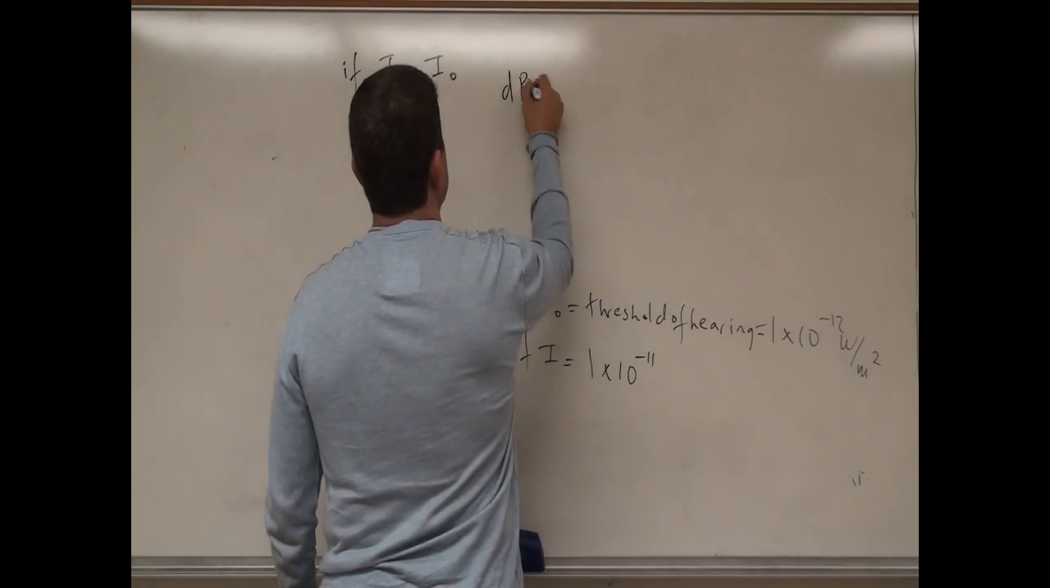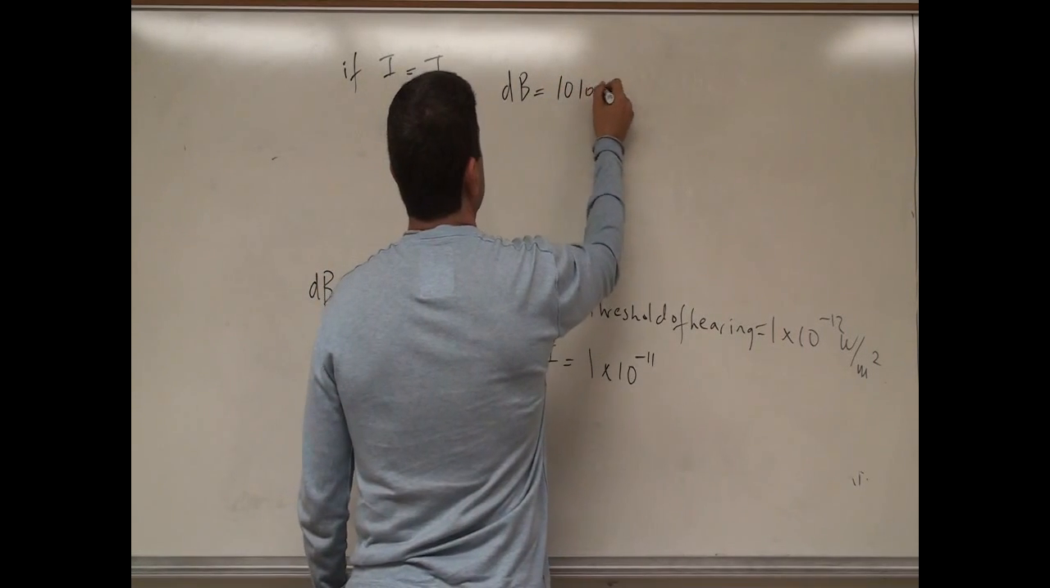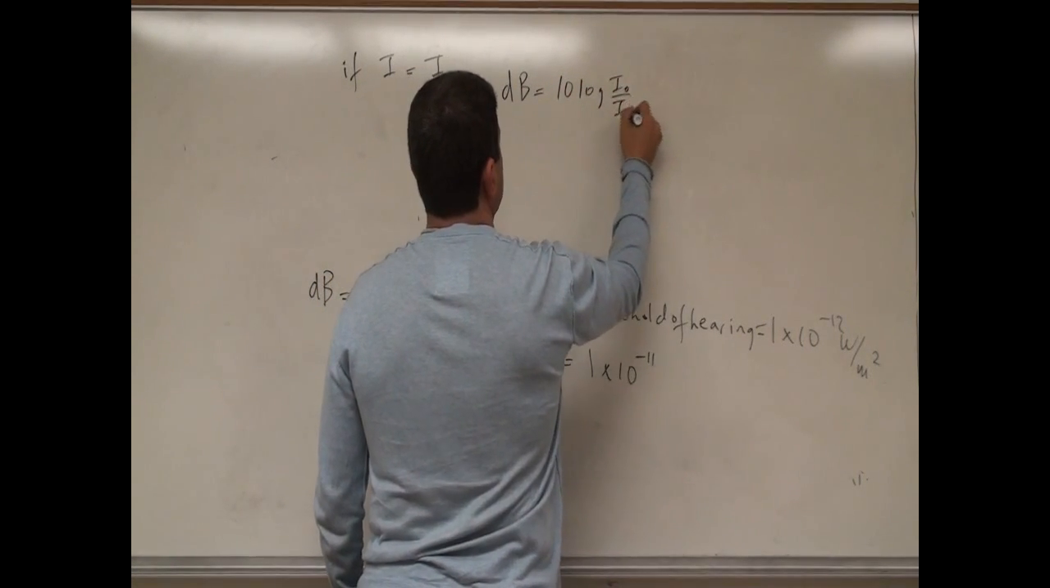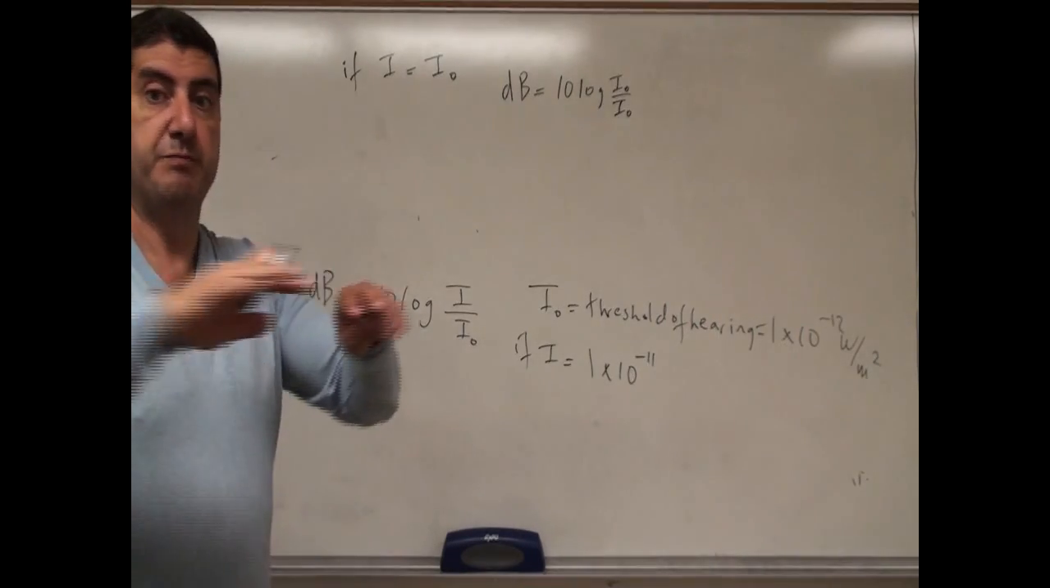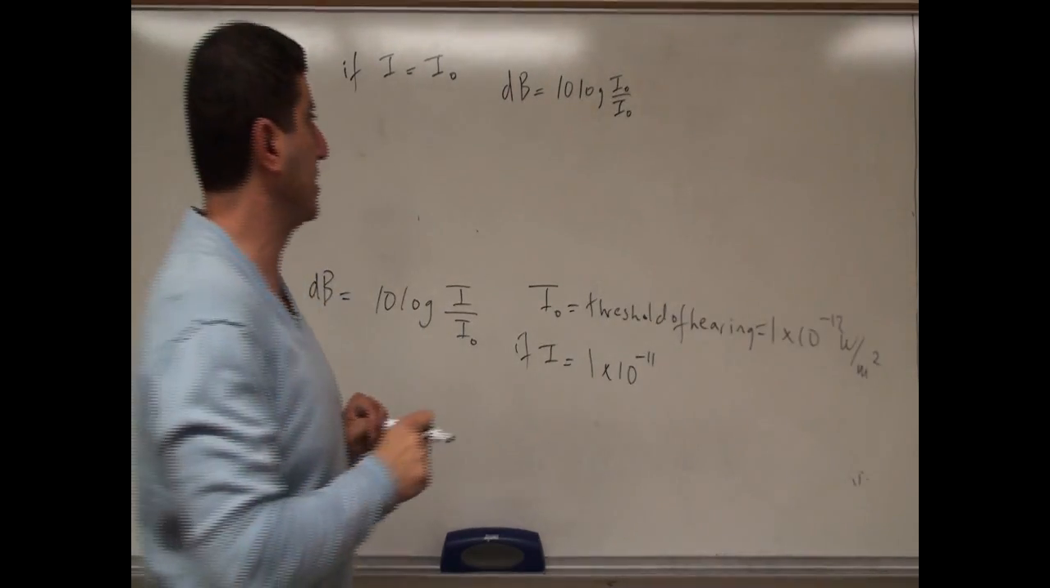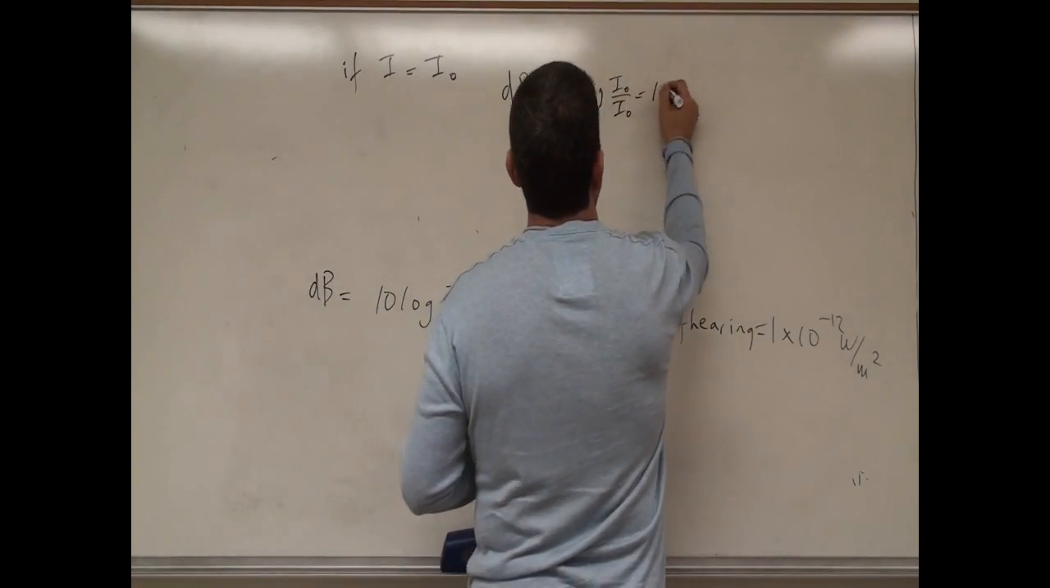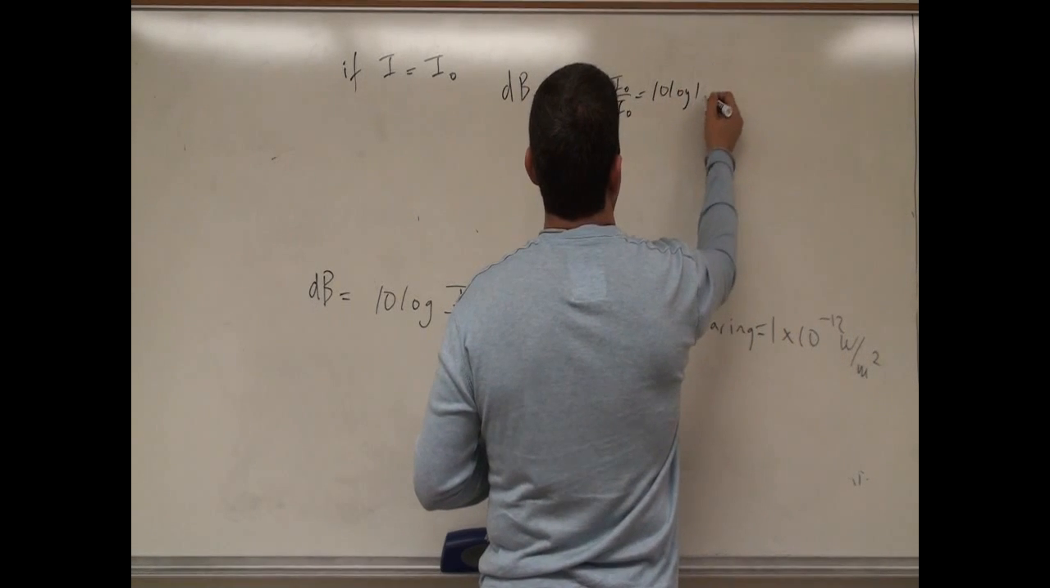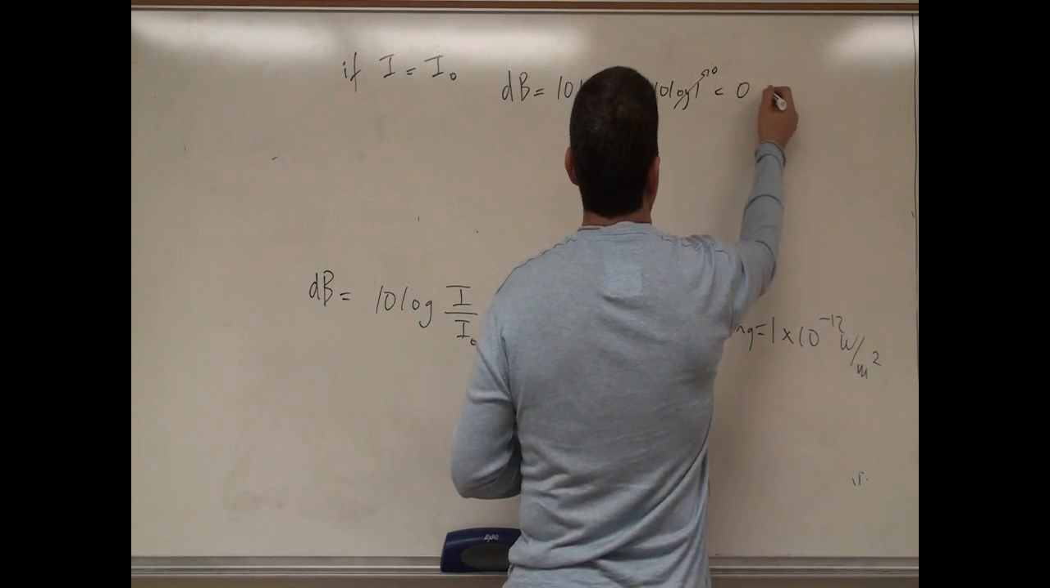And then we can see decibel scale will be 10 log of I0 over I0. So that one is the base decibel scale, right? Well, I0 over I0 is just 1, log of 1 is 0, so that would be 0 decibels.